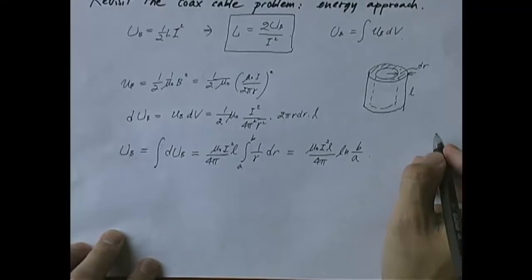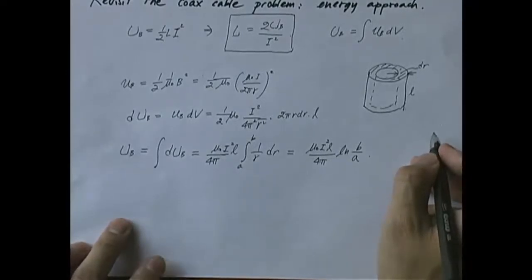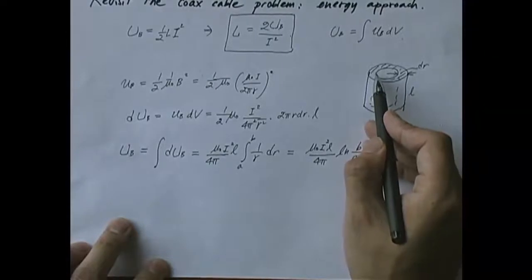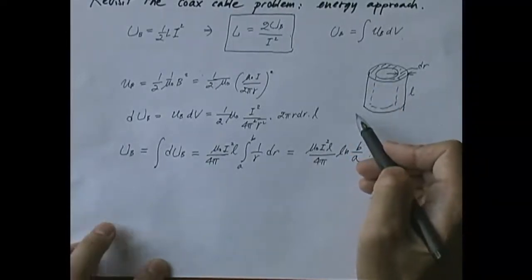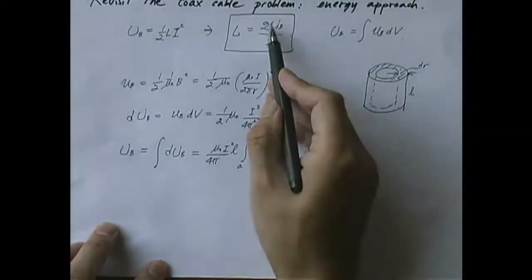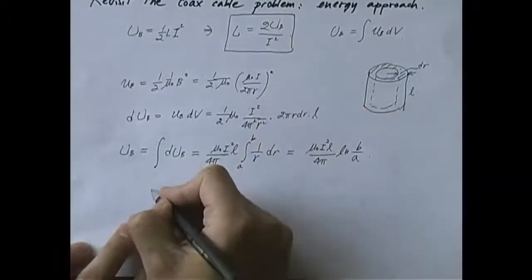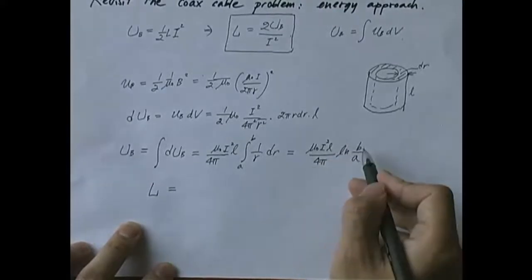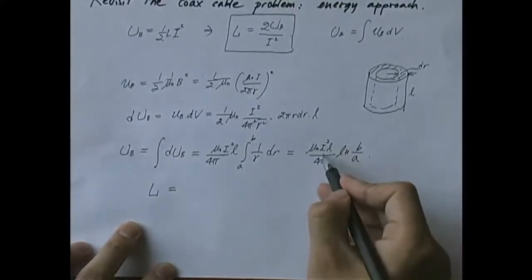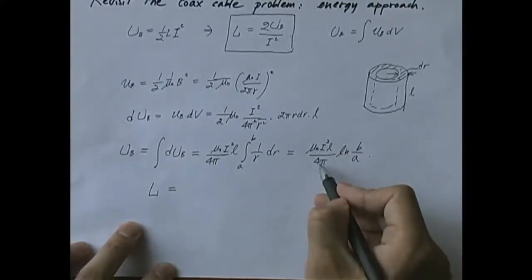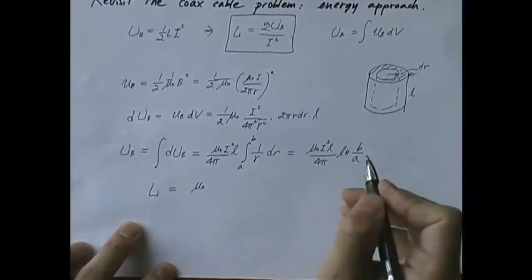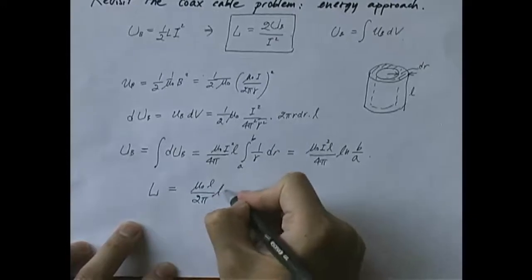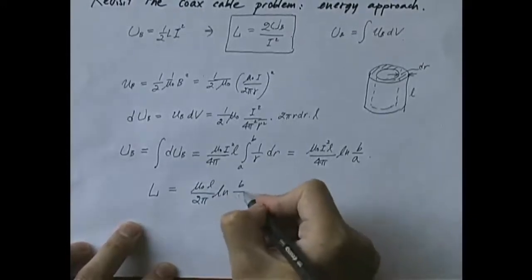This is the total magnetic energy stored in the region between the inner cylinder and outer shell, from radius A to radius B and length L. Okay, times 2 over I squared. So L equals what? Take this expression times 2 over I squared. I squared is gone. Times 2, so this becomes mu naught L over 2 pi natural log B over A.